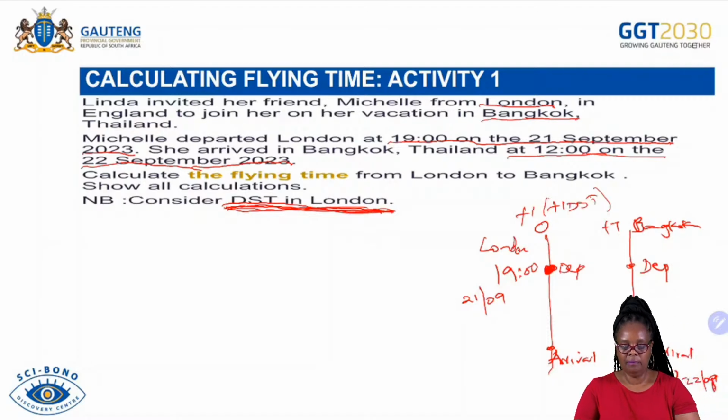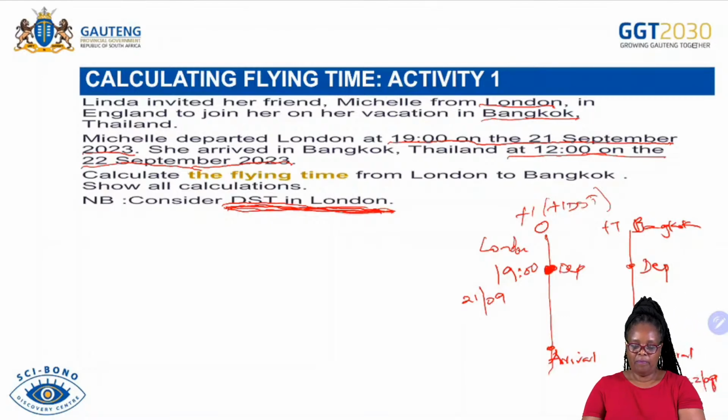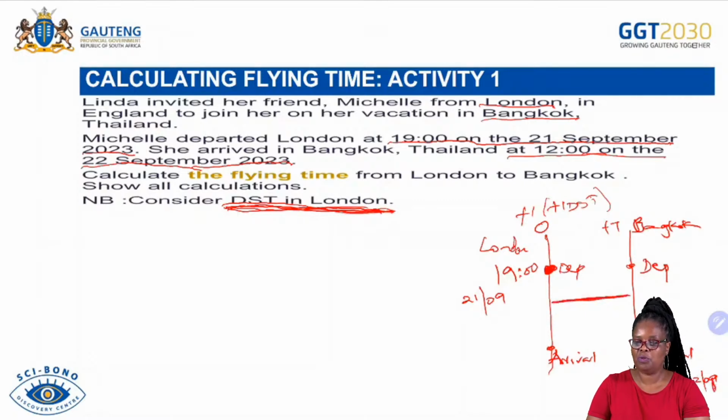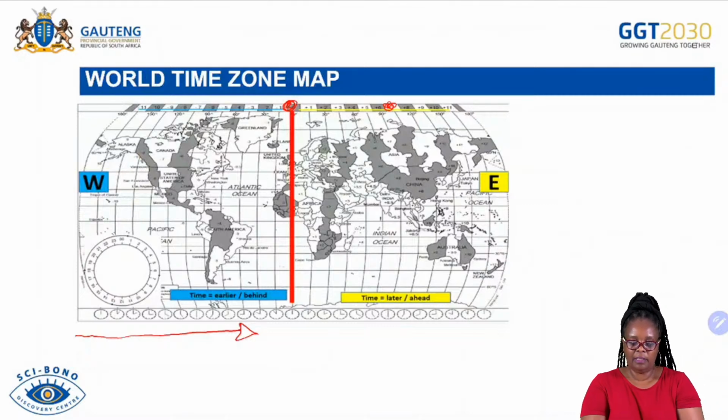Then, what's the next step? We have written there. The most important thing that we need to do, between the two places, is to find out the time difference. How many hours do these two countries differ with? Remember our rule? You have to go to the map to calculate the time difference. Here we are. This is our map. You put your finger here. We have London.